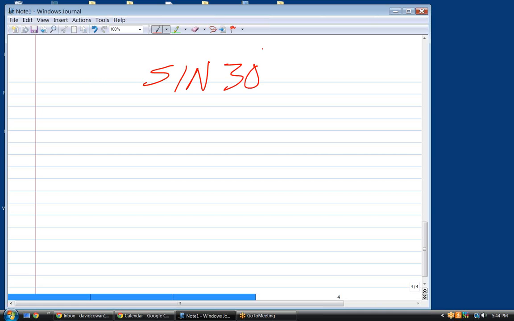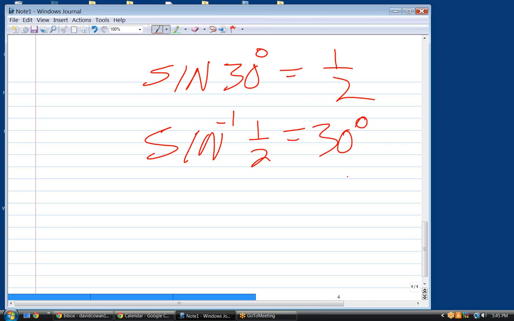The sine of 30 degrees is equal to 1/2 if and only if the inverse sine of 1/2 is equal to 30 degrees. Now, the important concept here is we take trig functions of angles and we get numbers. When you take inverse trig functions, you're taking inverse trig functions of numbers in order to come up with the angle.